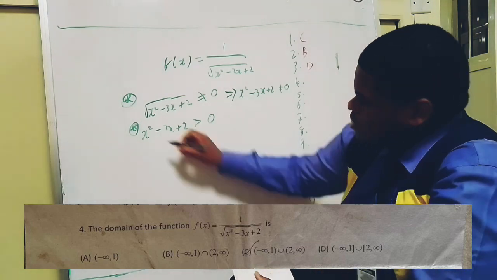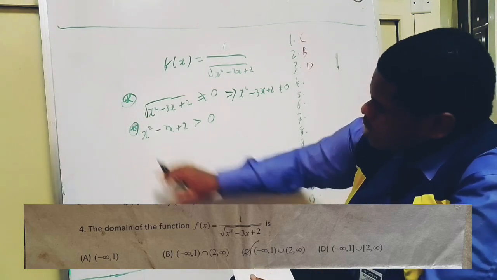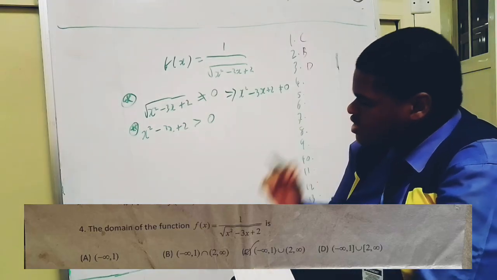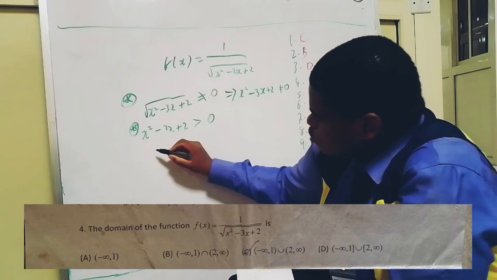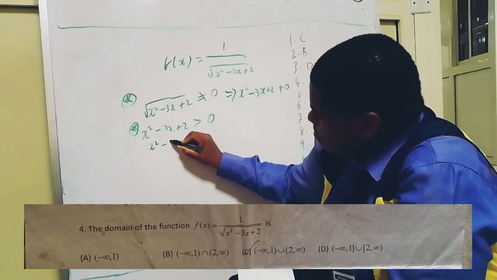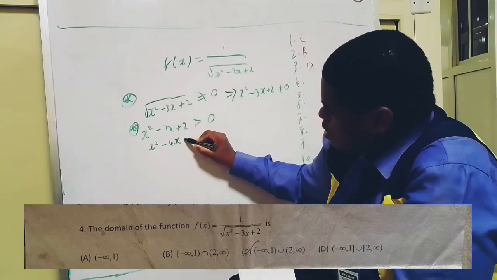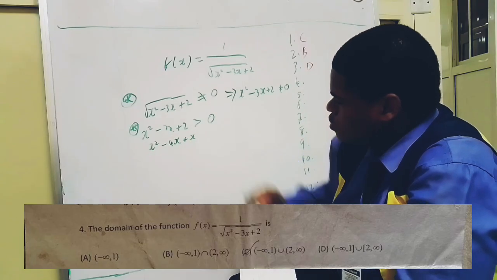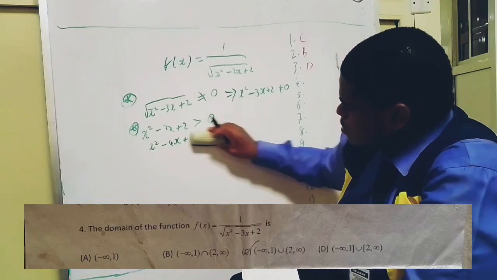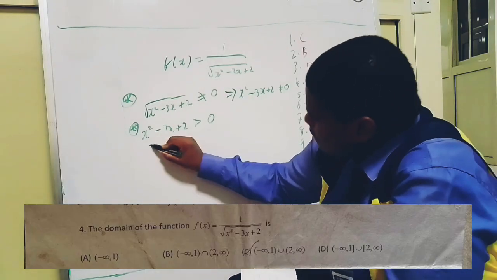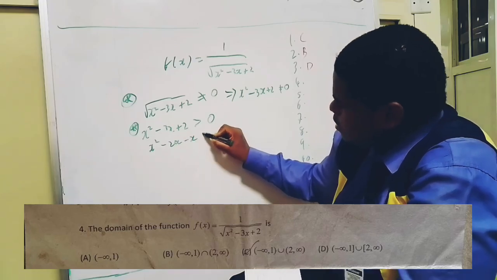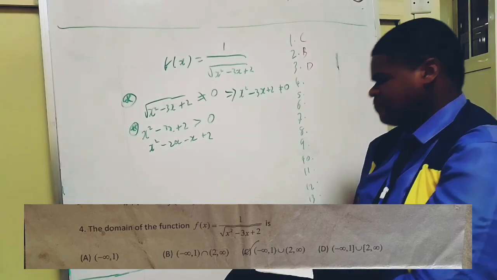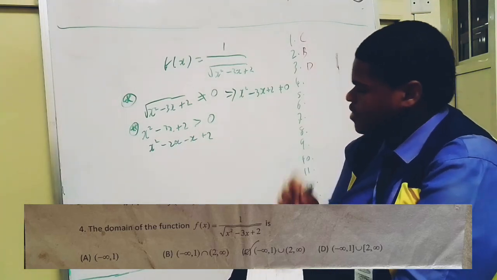So now let's solve this quadratic inequality. We have x squared minus 3x plus 2 is strictly greater than 0. If you factorize this, you have x squared minus 4x plus x. No, this will not work. You have x squared minus 2x minus x plus 2. Yeah, this is better.